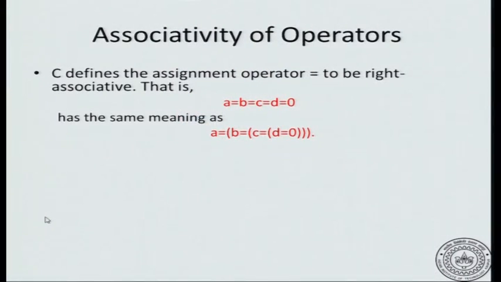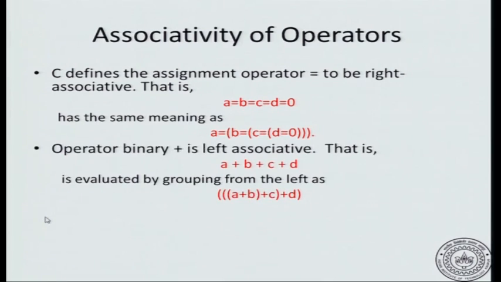Now we have the concept of associativity of operators. What does associativity mean? We have just argued that A equal to B equal to C equal to D equal to 0 will be evaluated from right to left, right. So it is as though we had parenthesized the expression as D equal to 0 innermost, then C equal to that, then B equal to that, and so on.